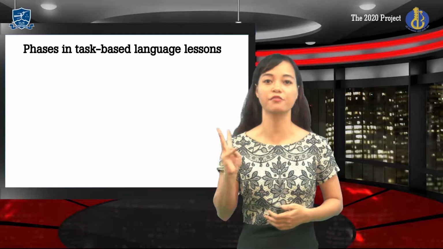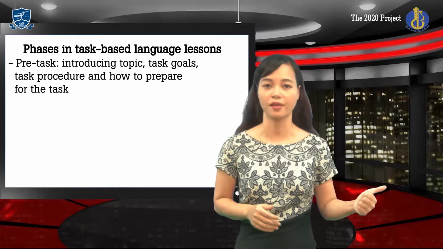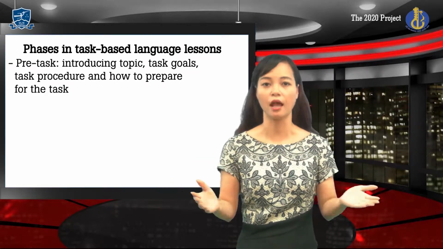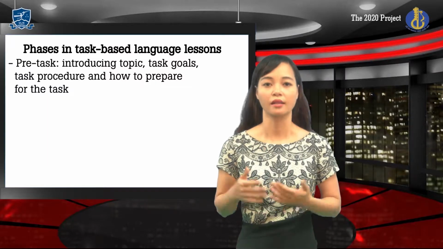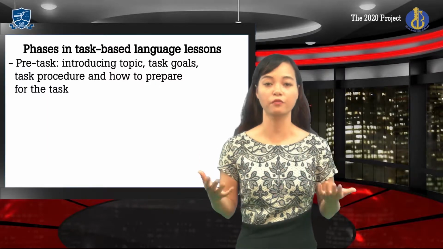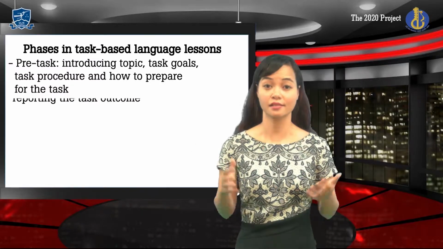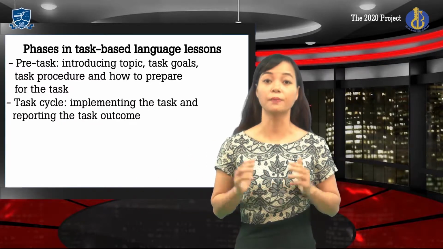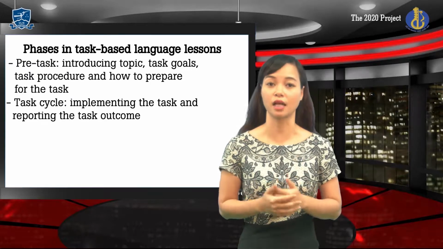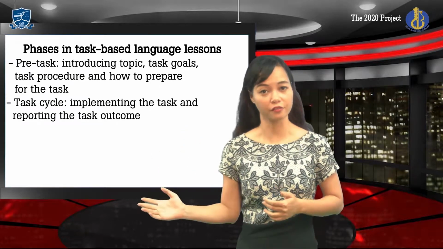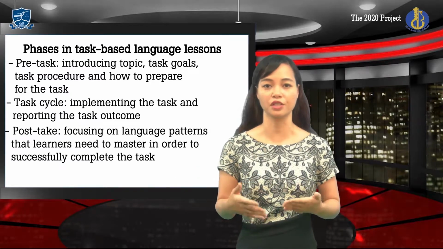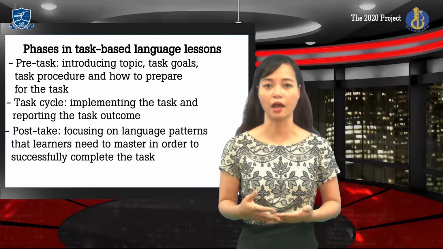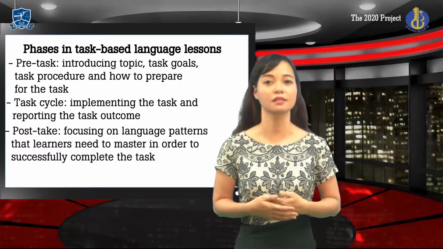A typical task-based language lesson consists of 3 main phases. In the pre-task phase, the teacher gives a brief introduction about the lesson topic and the target task, including the task goals, the task procedure, and how to prepare for the task. In the task cycle, learners are required to implement the task and then report the task outcome. In the final phase, post-task, the teacher and learners will focus on the language patterns that learners need to master in order to successfully complete the task.